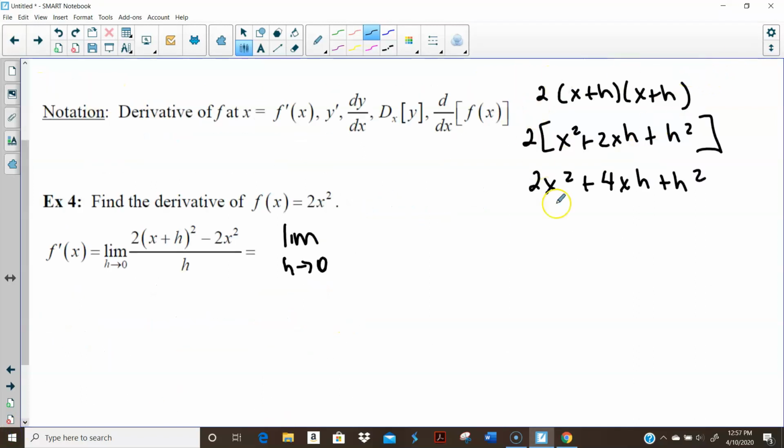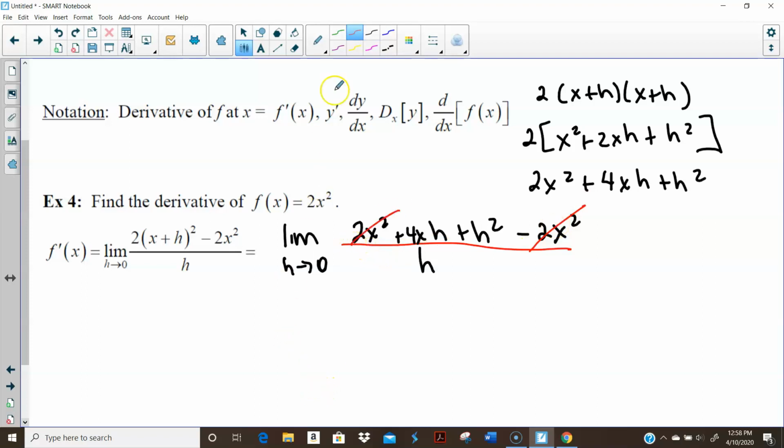Up here, I went ahead and just multiplied this quickly for you. So I did x plus h times x plus h and then multiplied it by 2. So now I have 2x squared plus 4xh plus h squared. Subtract the 2x squared, all over h. Let's cancel. Negative 2x squared and 2x squared cancel. I'm going to be able to factor out the h in the numerator.